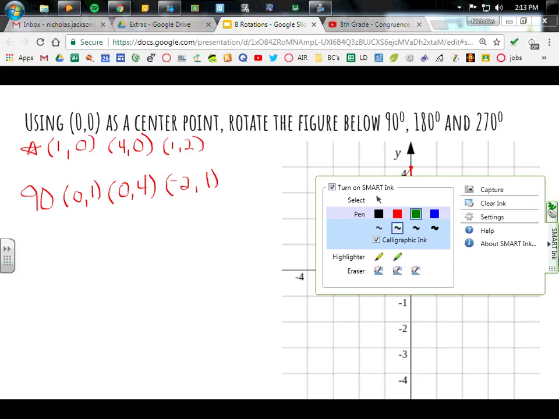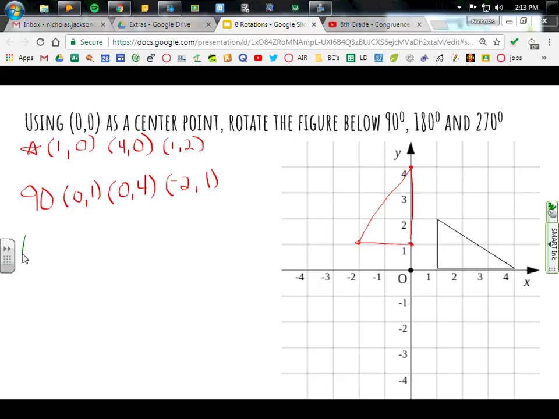All right, let's do a 270-degree rotation. No, let's do a 180-degree rotation first. All right, so for a 180-degree rotation, our x and our y stay in the same spot as the original. We're going back to the original points here, but now everything becomes its opposite. So our first point will be (-1, 0), (-4, 0), and (-1, -2).